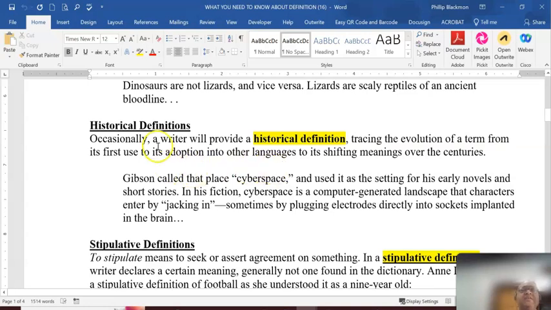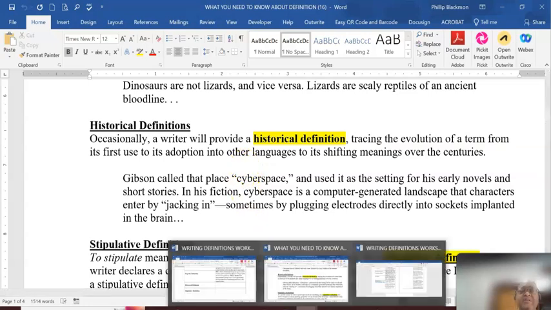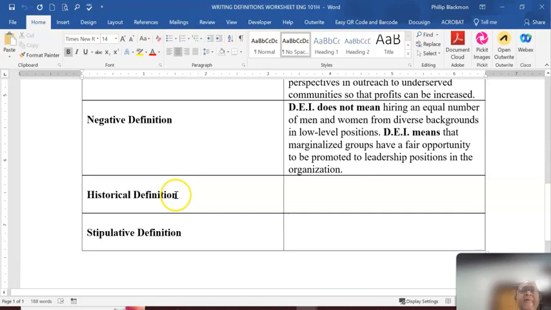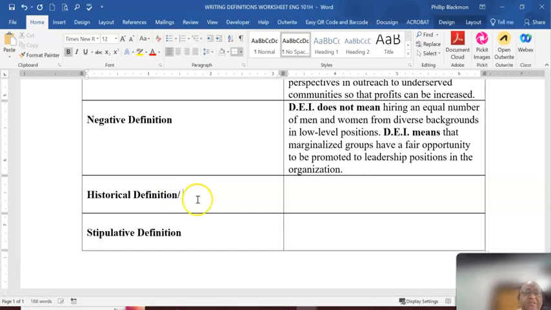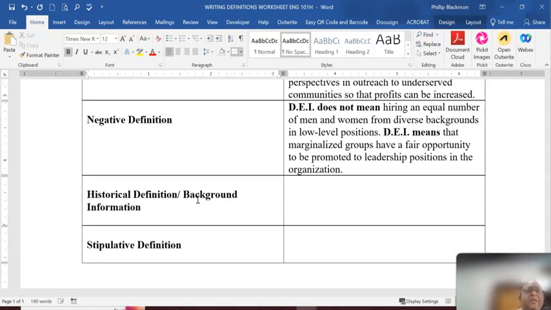So, historical definitions, as it says on the screen, you will trace the evolution of a term from its use to its adoption in other languages to its shifting meanings over time. Another way to think of this is background information, and I want to add a category. I'm going to do a split here, and I'm just going to call this historical background information. Now, I want to keep this background historical information because of some things we're going to do in just a second.